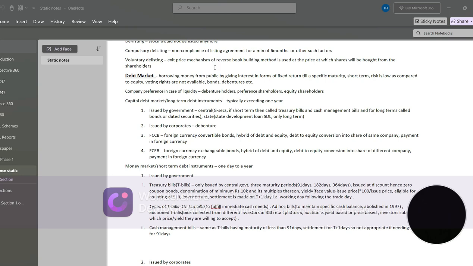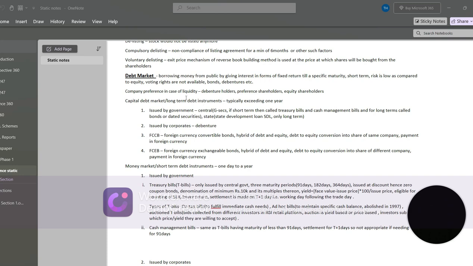Inside first capital market, we have two divisions. One is equity market, another is debt market. The debt market inside capital market is for long-term investments, typically exceeding 1 year, and the debt market for less than 1 year is referred to as money market. So first, let's look into the debt market, which is under capital market.